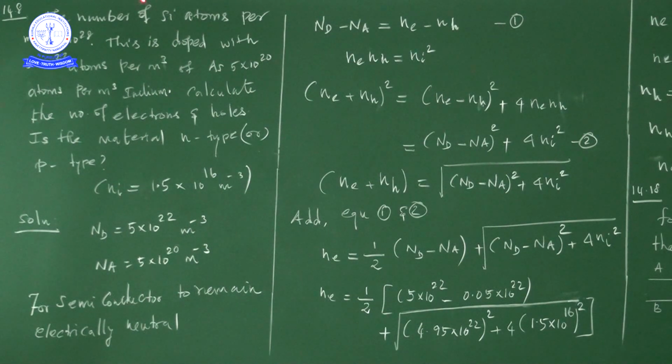But here, the number of silicon atoms per meter cube is equal to 5 into 10 power of 28. Here 5 into 10 power of 28 is nothing but the number of atoms per meter cube. That means here the number has the unit per meter cube. Whenever we take any metal, we can calculate the number of atoms per unit volume, how many atoms we have in the unit volume. So this is very important.